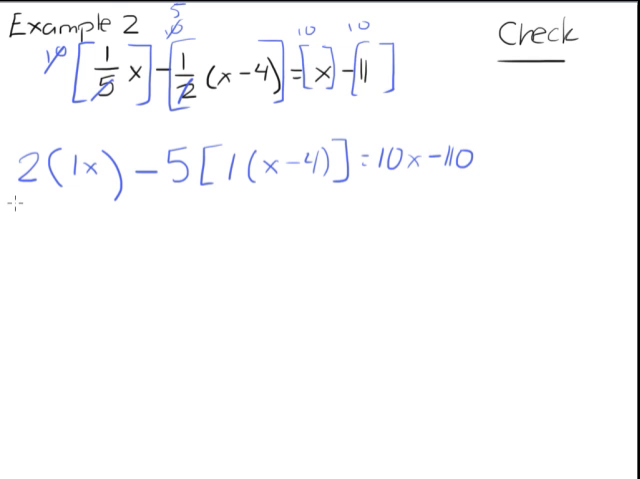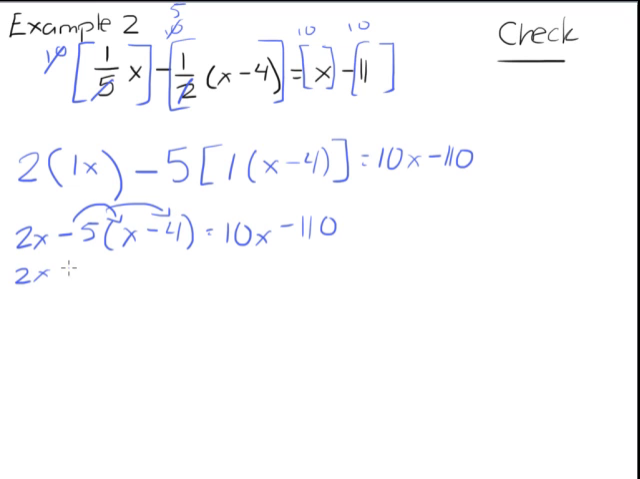Okay, now I'm going to clean this up here, so I'm going to have 2x minus, well, let's see here, there's negative 5 and 1, so that's just going to be negative 5, x minus 4, 10x, negative 110, and then distribute this negative 5 to every term within the bracket. 2x, negative 5x, negative, and a negative becomes a positive, positive 20. Then clean this up, I have negative 3x here.